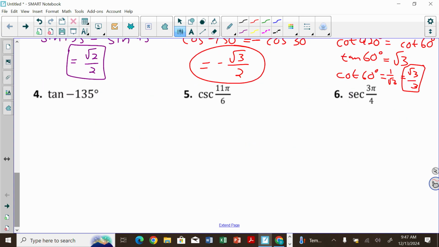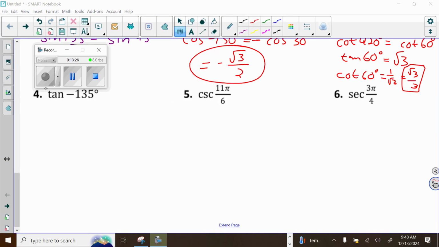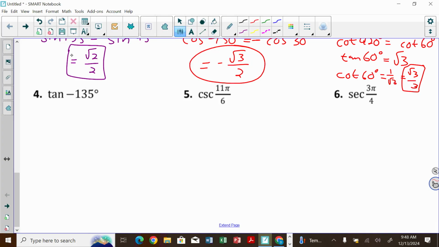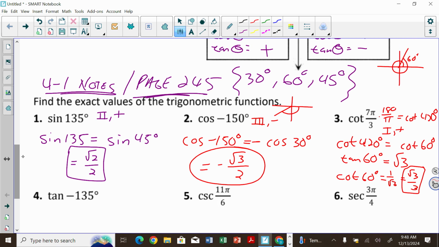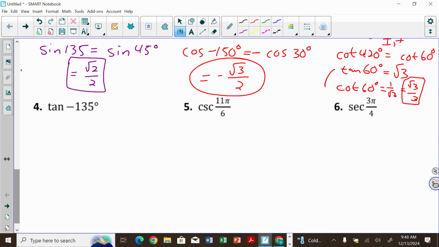Tangent of negative 135. Okay, I guess I should say that the chart on page 245 only has sine, cosine, and tangent, but your 4-1 notes have all 6 trig functions. So you'd be able to see those from your 4-1 notes, depending on what you had. So you wouldn't necessarily have to do this part here if you're using your notes on 4-1.